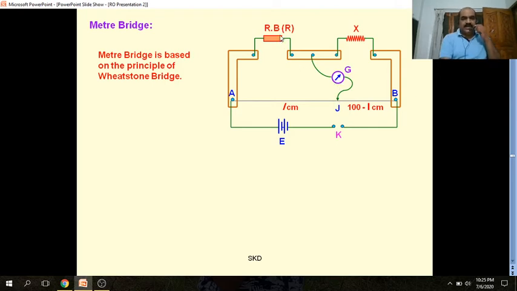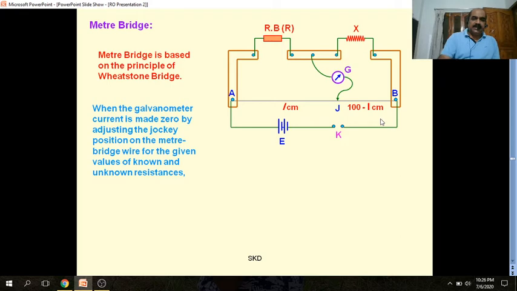So for any given resistance applied from the resistance box, say R is the value of the known resistance applied from the resistance box, and corresponding to this, say L is the length starting from A, so AJ is the length which is L centimeter, and the total is 100 centimeter. So for L centimeter we get null deflection, or no deflection is shown by the galvanometer, and the remaining portion JB will be of length 100 minus L centimeter.